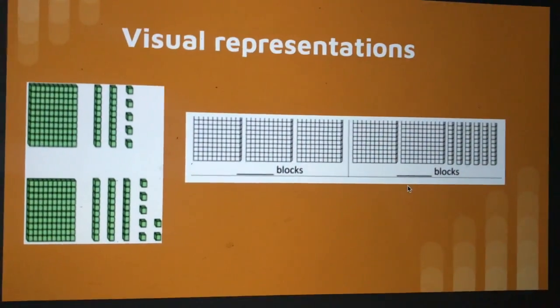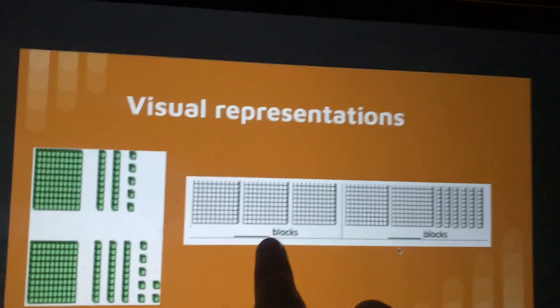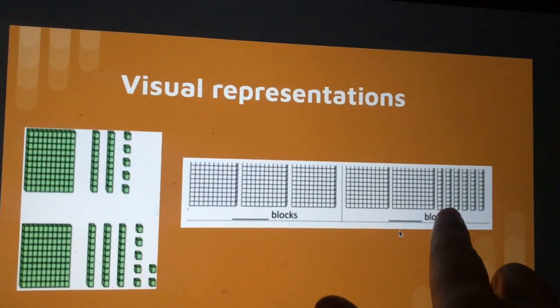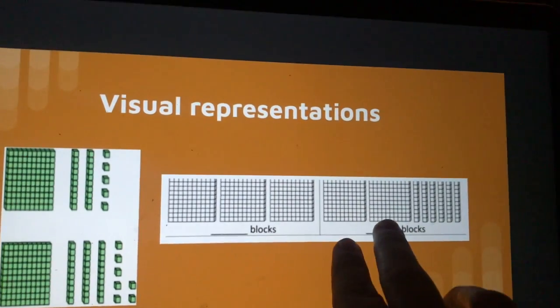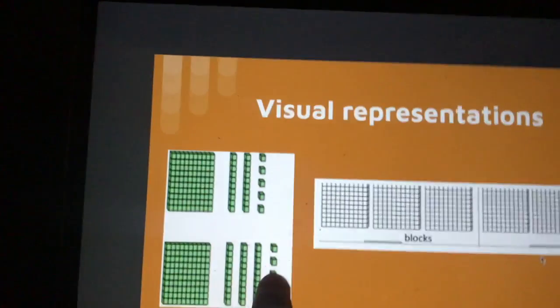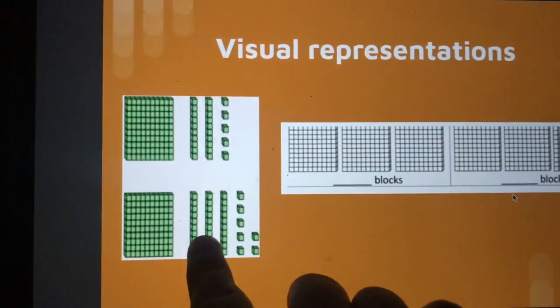And then a visual representation. Right here we have 300 blocks. And then we have the two sets of 100 and 6 tens, so that's 260 blocks. And then this one from the previous presentation as well.